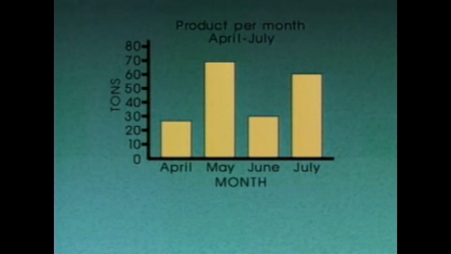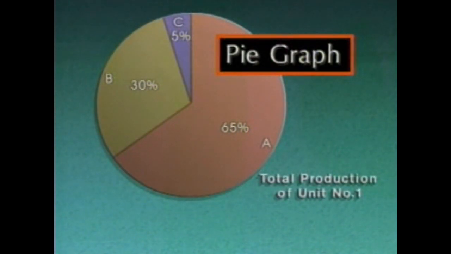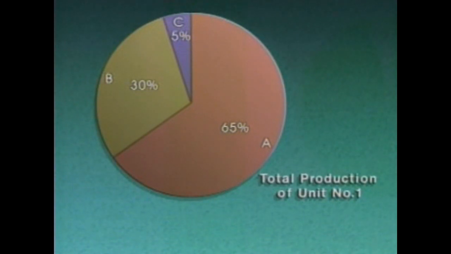A bar graph can be used to compare many different quantities, with each quantity represented by its own bar on the graph. This bar graph shows the amount of a product produced each month for 4 months. This circular graph is called a pie graph or pie chart. A pie graph is typically used to compare the various parts of a whole to each other and to the whole. This graph shows the relationship between the total production of Unit 1 and the amounts of individual products produced by that unit.